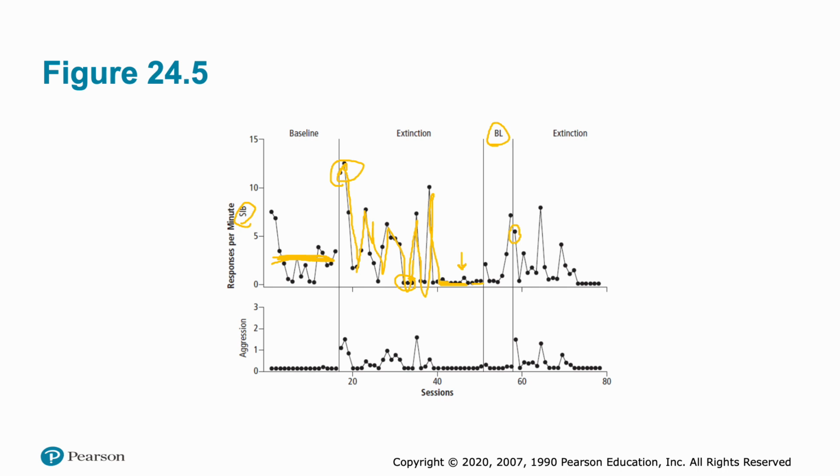So we see that behavior go down over here much sooner than the first time that extinction was implemented. Notice how many sessions it took here to extinguish the behavior the first time, whereas look at how quickly it happened the second time. And notice that the extinction burst didn't really happen in this case. Okay, and then we can see the same thing with aggression here. Okay, so I'm going to go ahead and stop this.